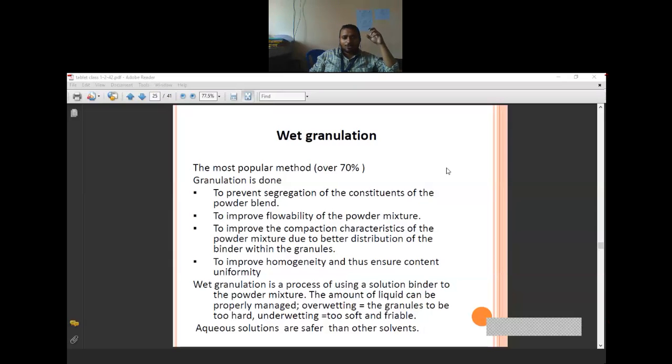I already told you that wet granulation is the process in which we add a solvent binder solution to the powder mixture. The amount of liquid must be properly managed. We cannot give an excessive amount of solvent. It should be under the limit. If we add an excessive amount of solvent, then LOD, loss on drying, will increase. We cannot get the cohesive mass or proper granules, and the flow property of the granules will not be proper.